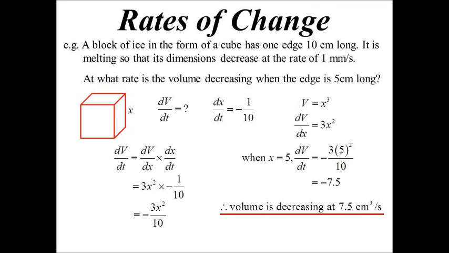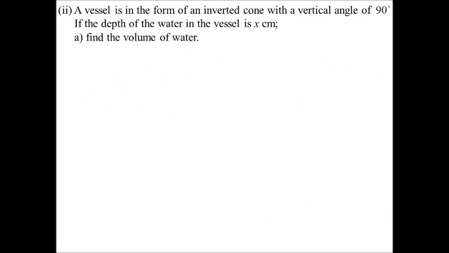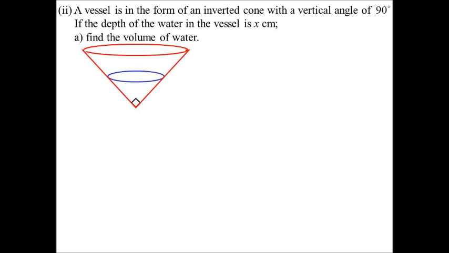Here's another one. A vessel, which is a strange word I think, is in the form of an inverted cone. That just means upside down. The vertical angle of the cone, they're telling me, is 90 degrees. And they're saying if the depth of water in the vessel is x centimetres, find the volume of water first of all. So there's my inverted cone.